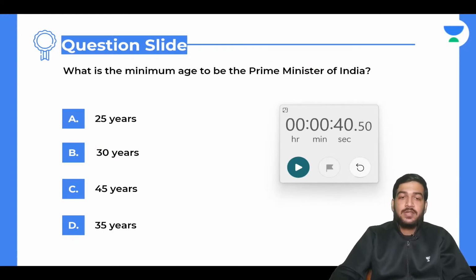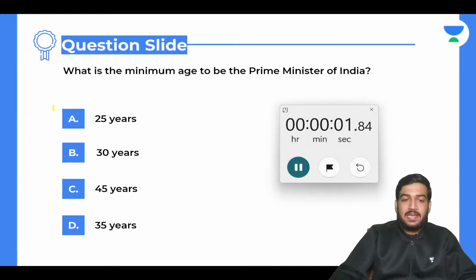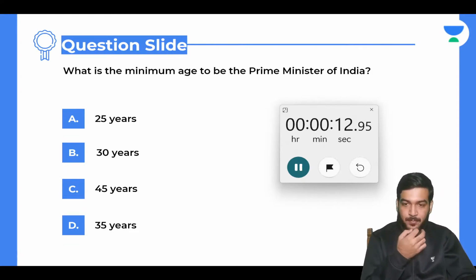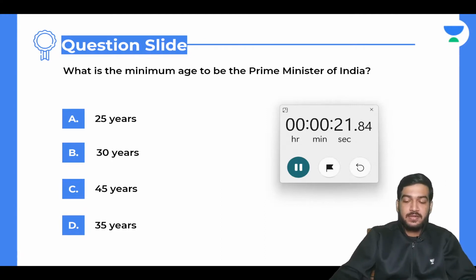Okay. Then what is the minimum age to be a Prime Minister of India is probably your last question. Is it A 25 years, B 30, C 45, D 35? What is the minimum age to be the Prime Minister of India? A 25, B 30, C 45, D 35. What is the minimum age to be Prime Minister of India?